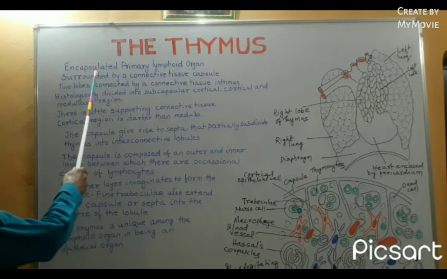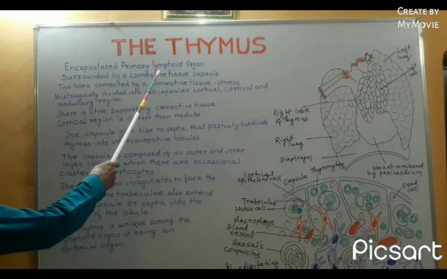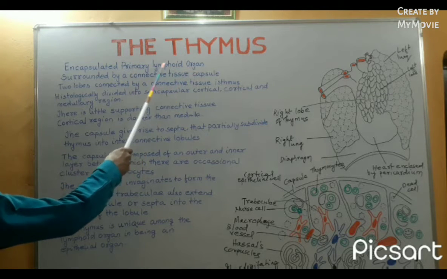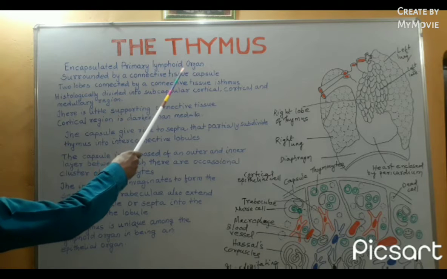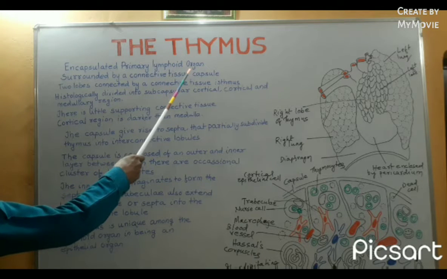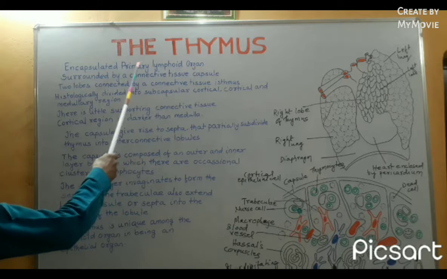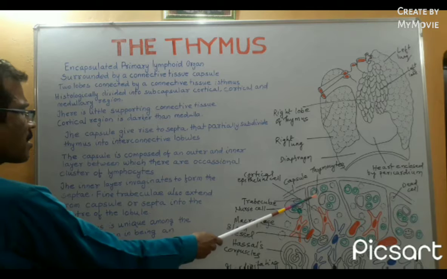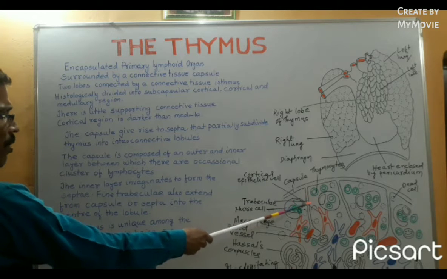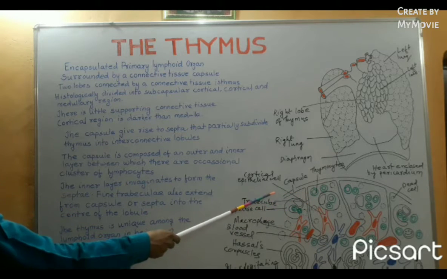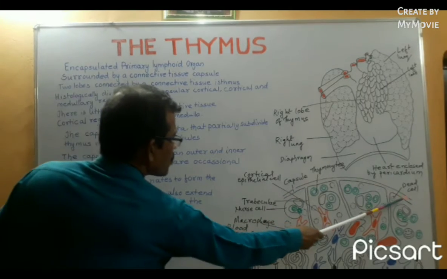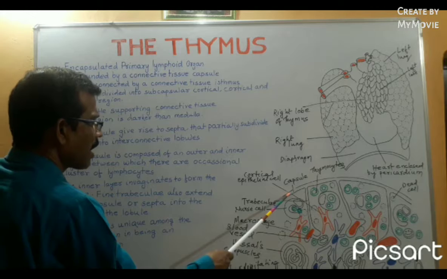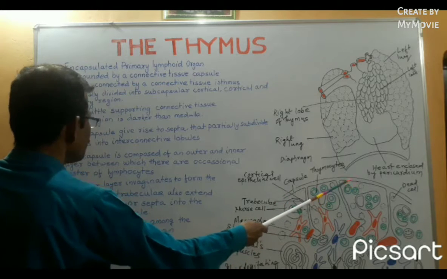Thymus is an encapsulated primary lymphoid organ. What is primary lymphoid organ? The lymphoid organ at which immune cells develop from immature precursor is known as primary lymphoid organ. So thymus is a primary lymphoid organ. It is surrounded by a connective tissue capsule. This is the connective tissue capsule that encloses the thymus.